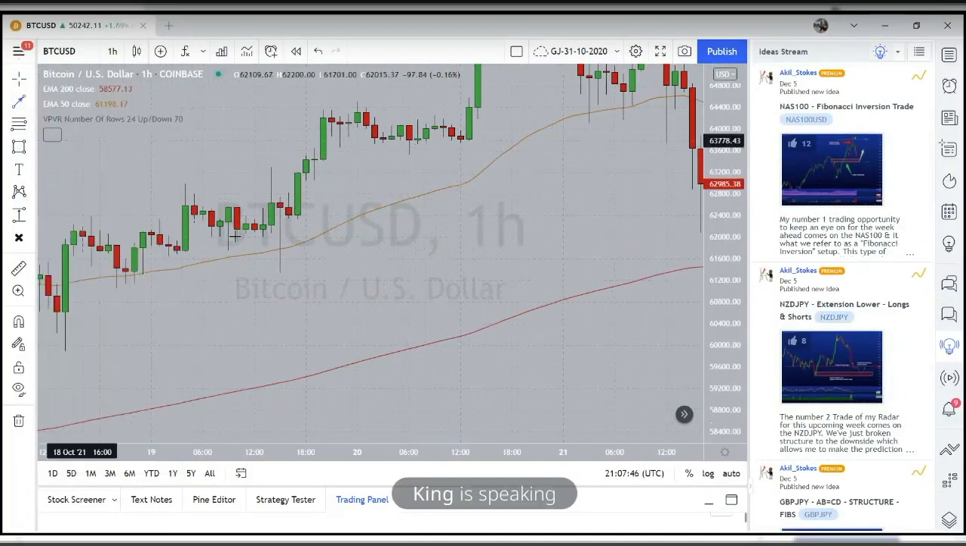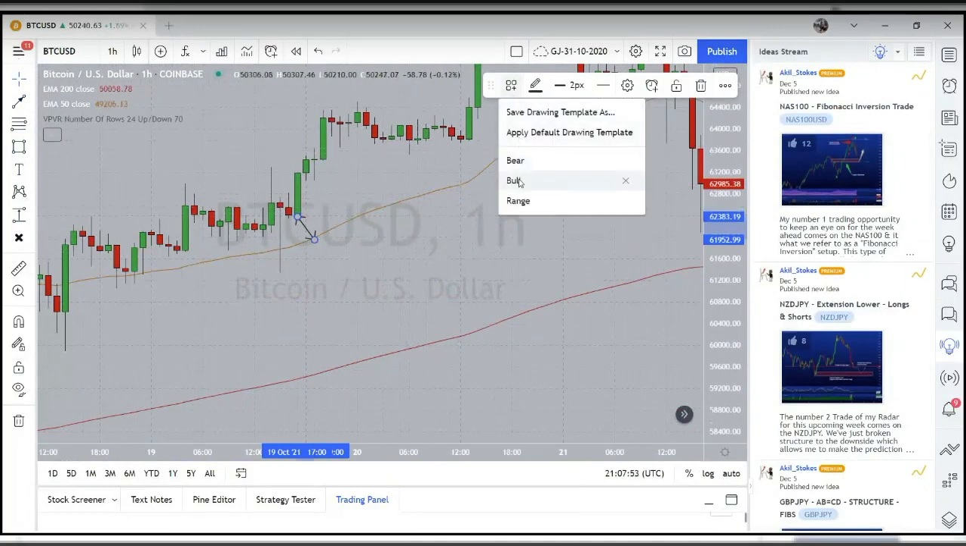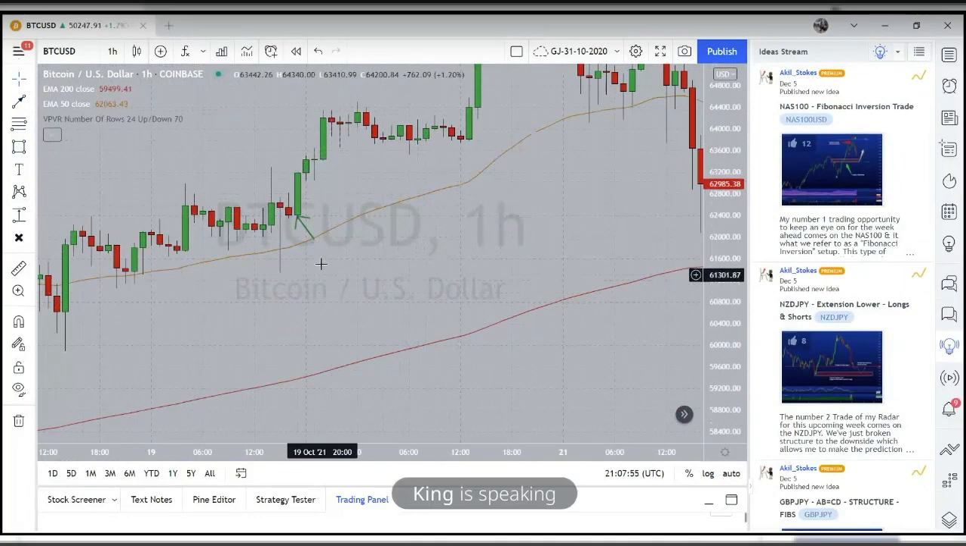This right here. Oh, why is my arrow doing that? Let's change it to the green one. So this is a typical bearish engulfing here.